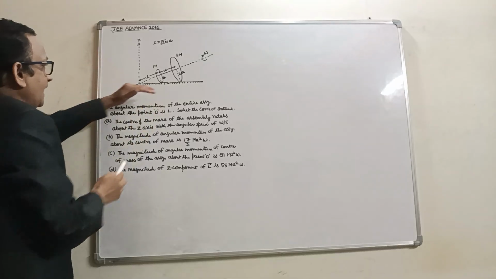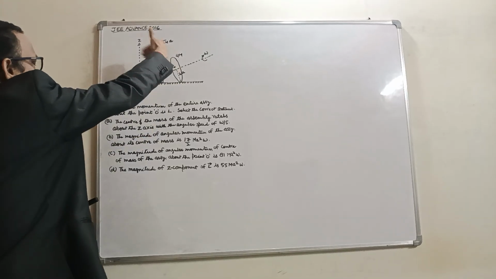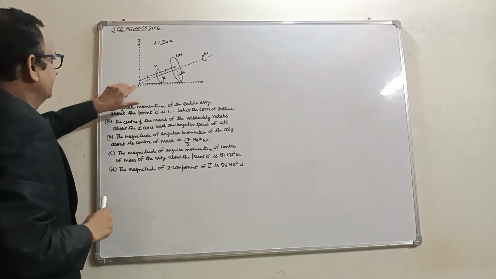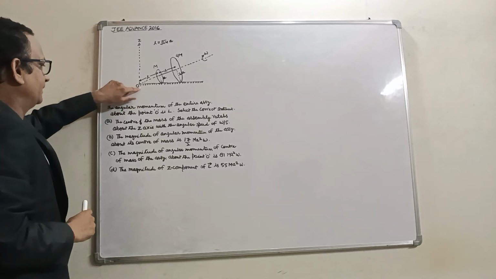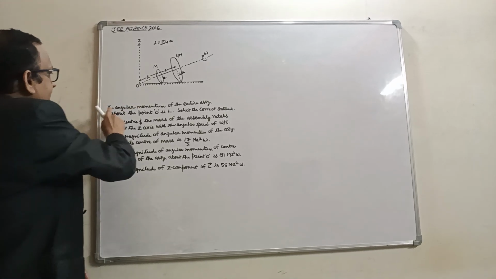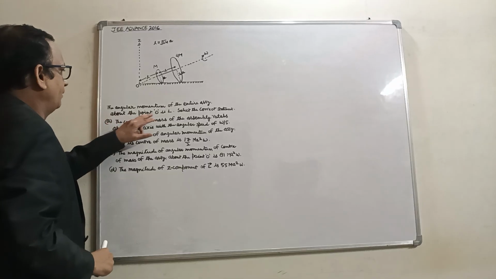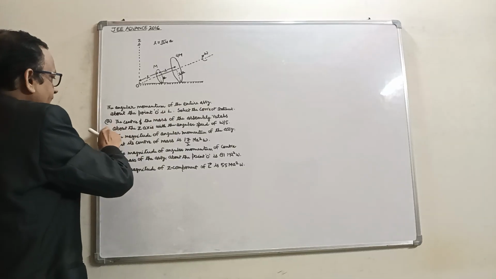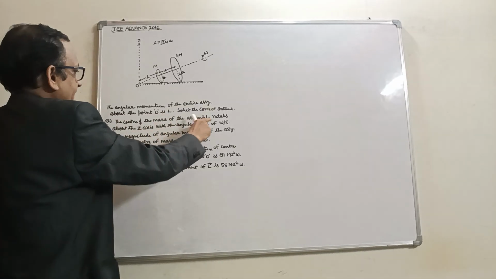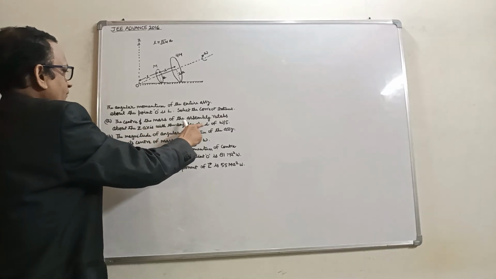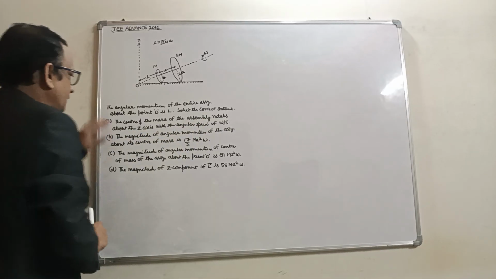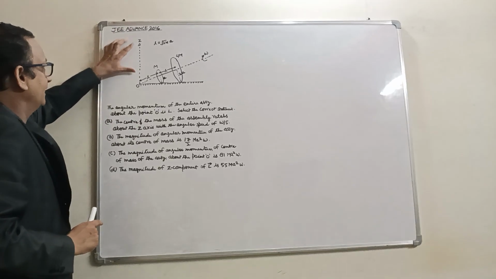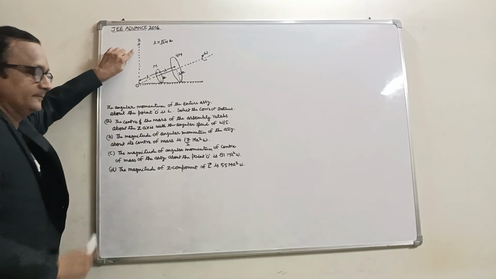This system of discs is also rotating about this point. Suppose this point is O. In this question, the angular momentum of the entire assembly about point O is L. Select the correct statement. The first option is: the center of mass of the assembly rotates about the z-axis with the angular speed of omega by 5. So in this option, we have to find the angular speed along this z-axis.